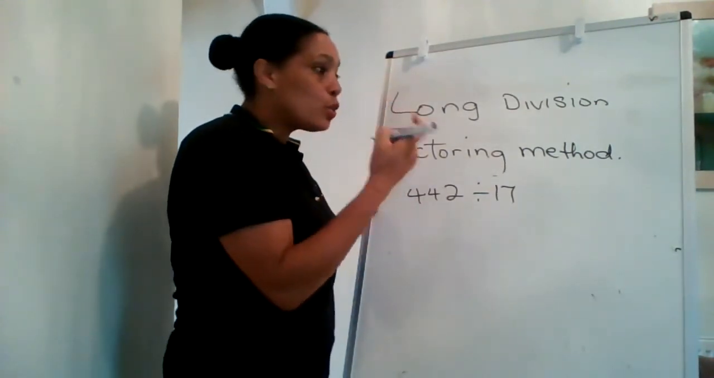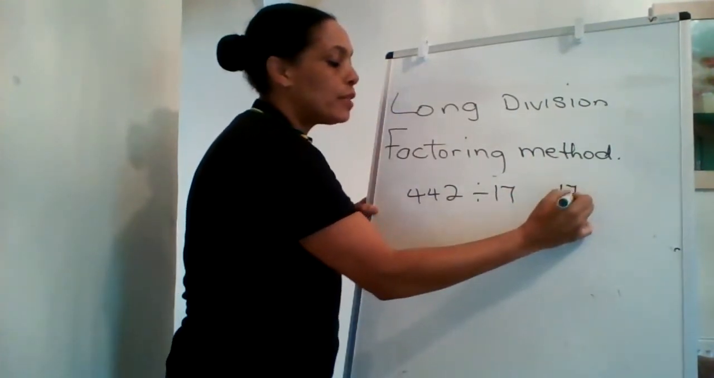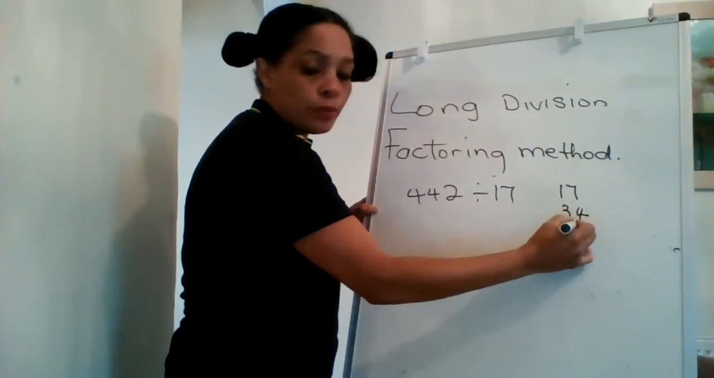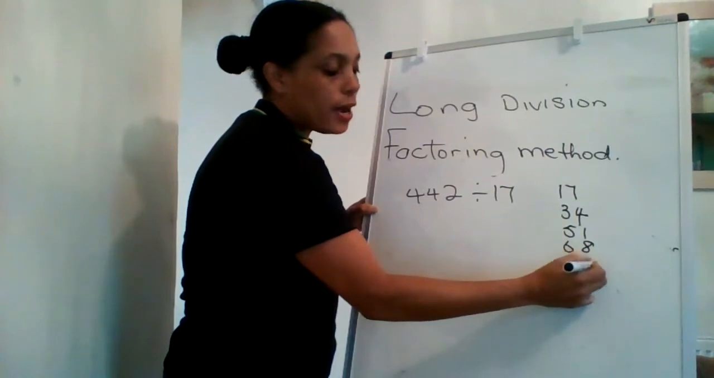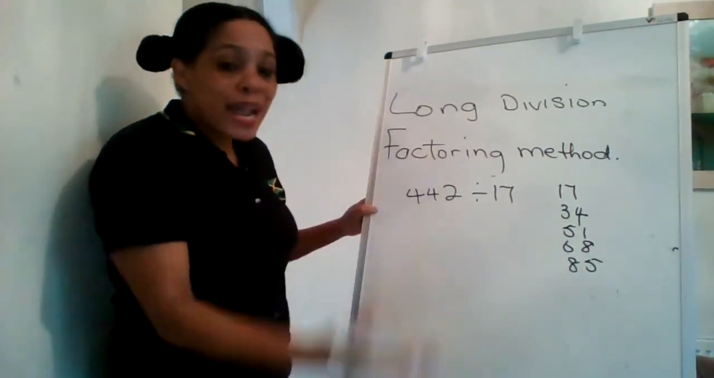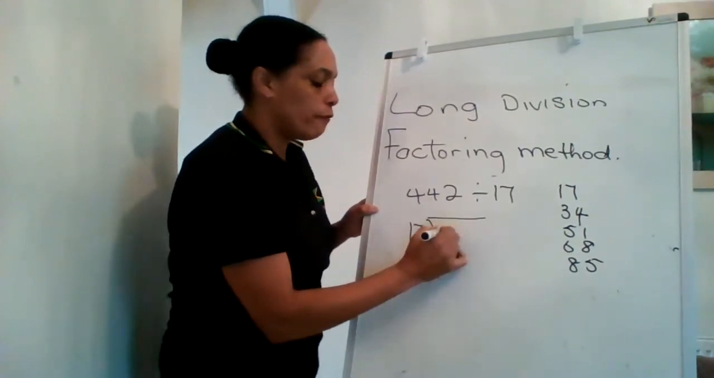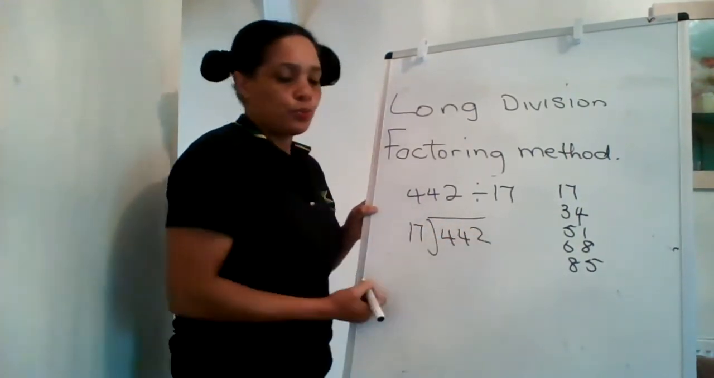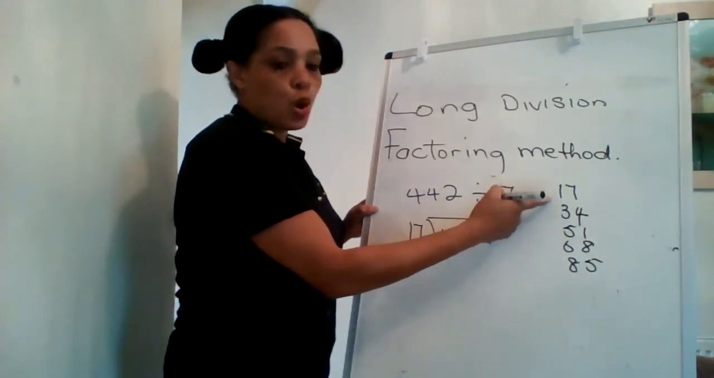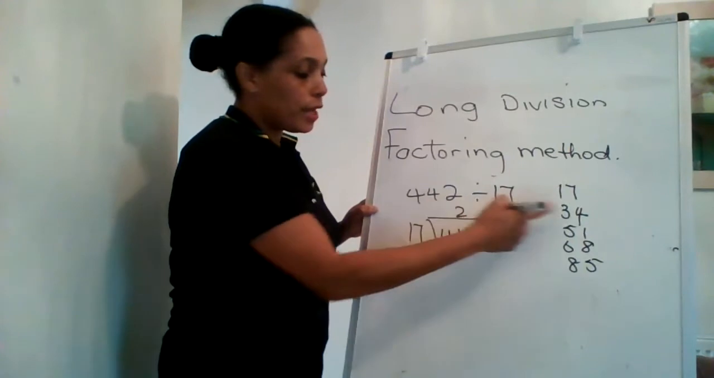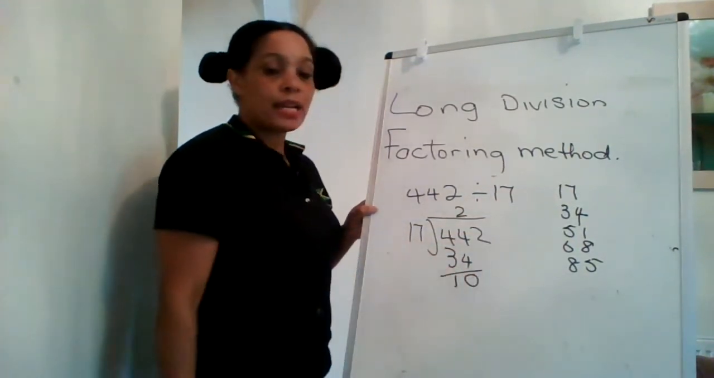So the best thing to do is to write the multiples of 17 at the side of our page. So we have 17, 34, 51, 68, 85, and we can stop there. We might need more, but let's stop there. 17 into 4, I can't. 17 into 44 goes 2 times, and that 2 times is 34. I'm going to take away, and I'm having 10 left over.